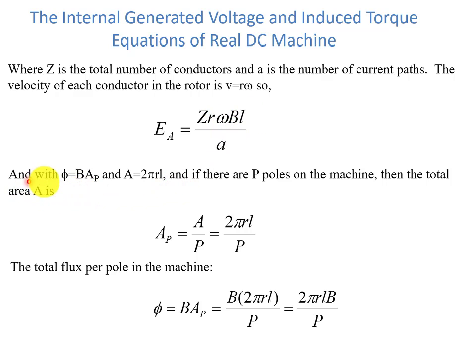And we know that phi is equal to B times AP, and the area A is 2 pi r L. If there are P poles in the machine, then the area per pole AP is equal to A over P, so that will be 2 pi r L over P. If we insert this here, phi is equal to B AP, which is equal to B times 2 pi r L over P.